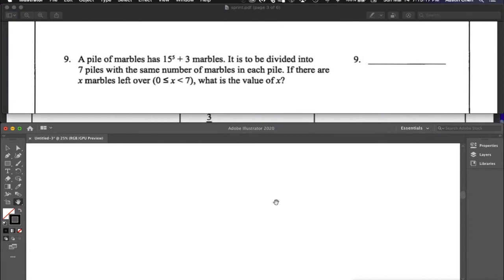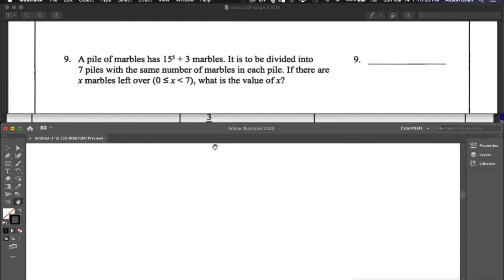So we have some number of marbles, and it is divided into 7 piles with the same number of marbles in each pile. Basically, we're taking 7 marbles out every time.